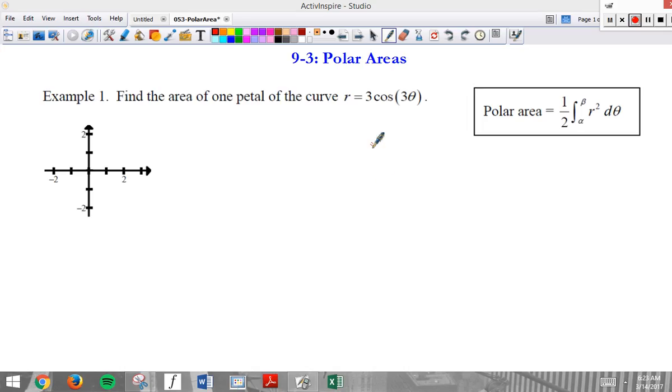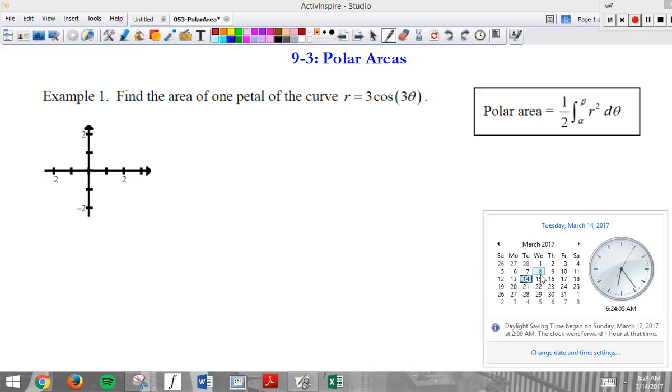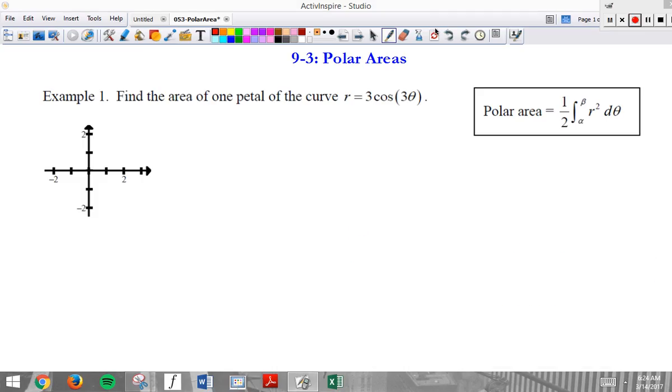Hi, today I'm going to be talking about polar areas, 9-3. Today I'm recording on Pi Day. So we're going to make an offering, a prayer to the gods of mathematics, that this lesson is shorter to record, shorter to watch.